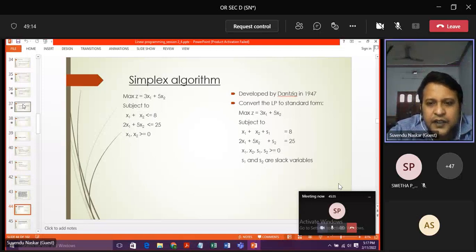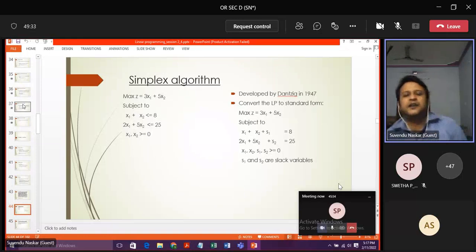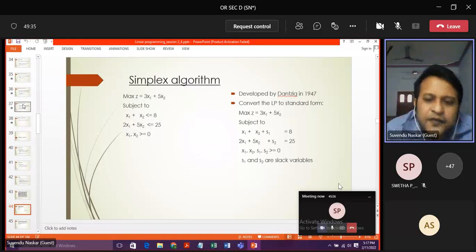Now if you see on the right hand side, you have the LP in the new form, the standard form. Now all the equations are in equality form, and S1, S2 are the slack variables, for which the non-negativity constraint again holds good. So essentially, what are the slacks?